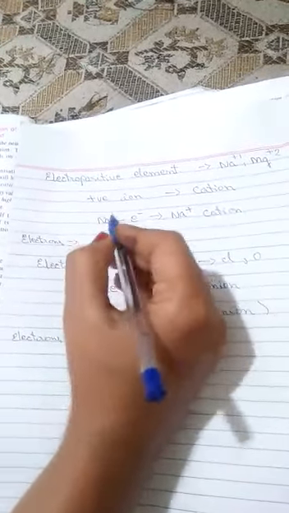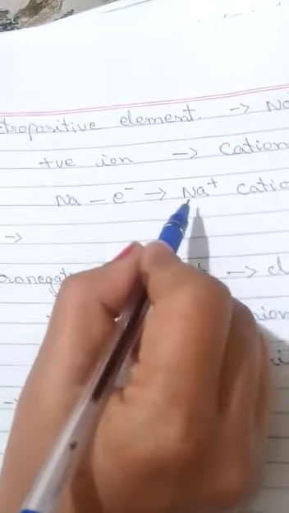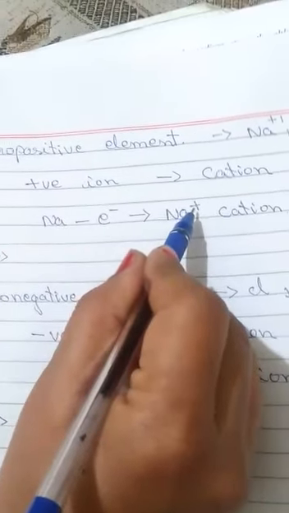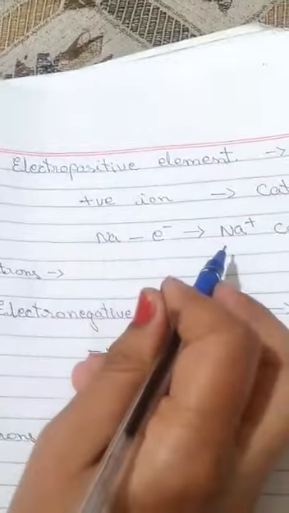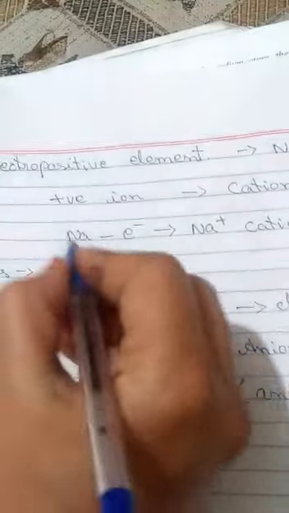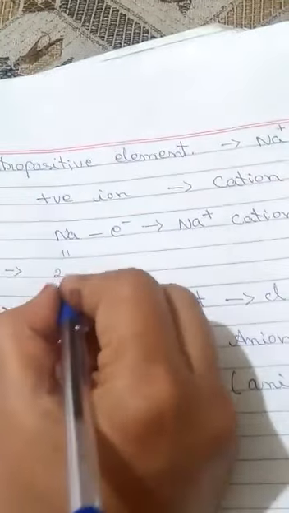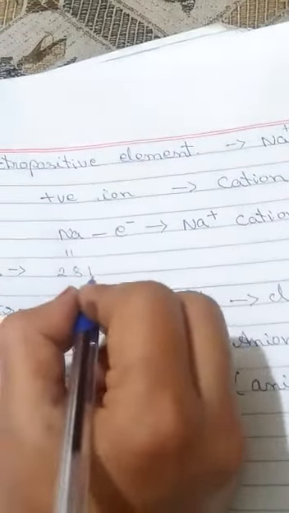One example we will see is sodium, losing an electron and forming the positive sodium ion, called a cation. First, we see how many electrons are present in the atom, and then we will see the electrons present in the ion. The sodium atomic number is 11. See the configuration, 2, 8, 1. Total you count, it will be 11.